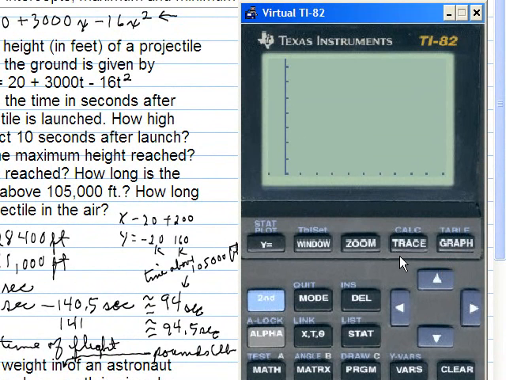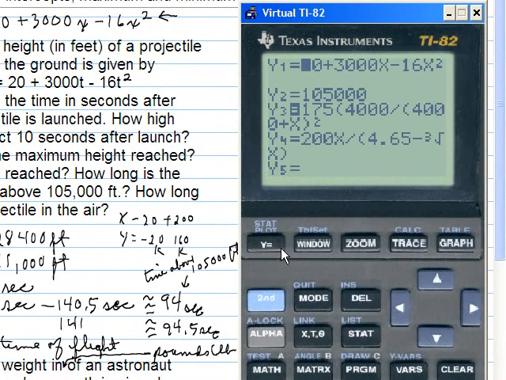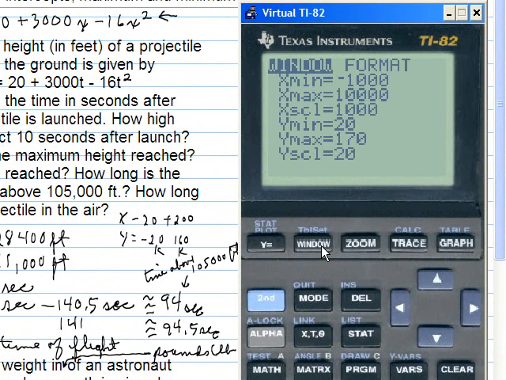Well, that's not a very informative graph. Let's go back and take a look-see. 175 times 4,000 over 4,000 plus x. Let's look at our window. X, our distance from the earth, goes from negative 1,000 to 10,000. So at 0, we should be at a weight of 170 pounds. So why is that not happening?